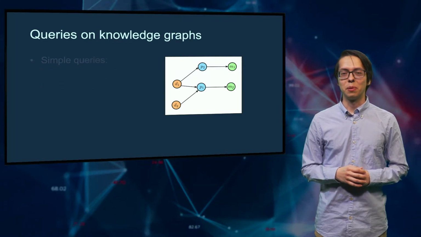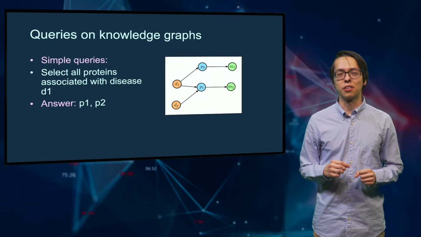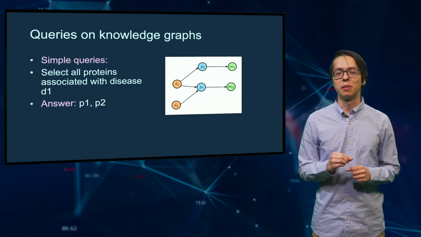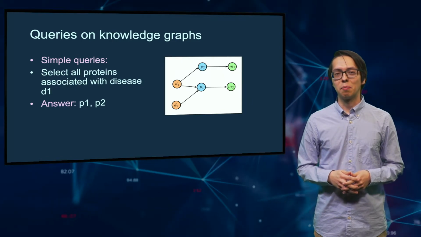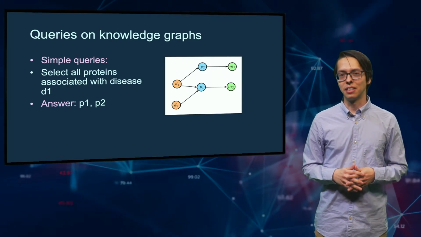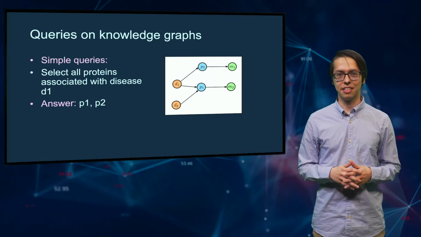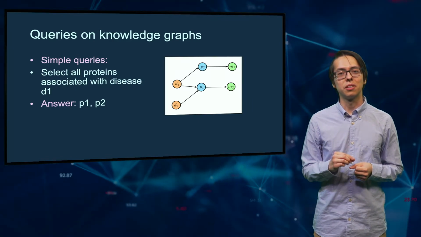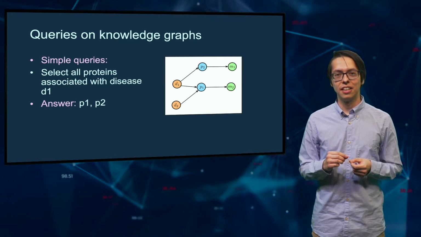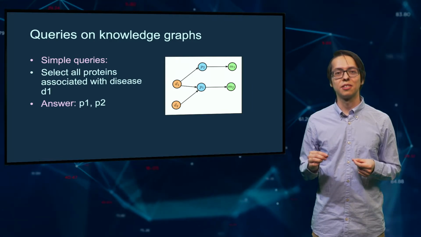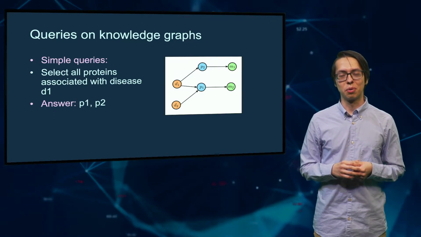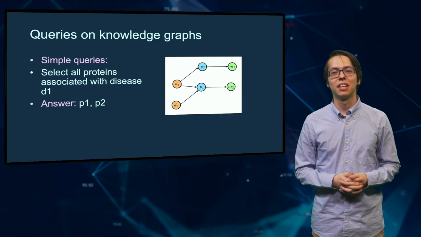A second example of a simple query requires following a path of length 1 on the graph, starting from an entity. In this example, we're looking for all proteins associated with disease D1. This requires us to start at the node corresponding to D1 in the graph and retrieve all the proteins to which it is linked. The answers to the query are then proteins P1 and P2.